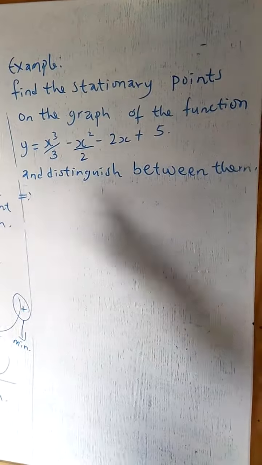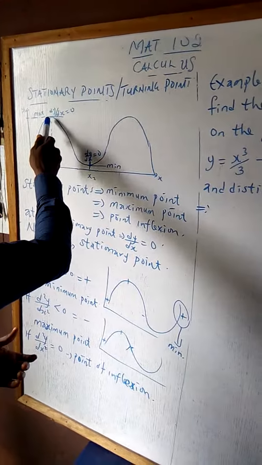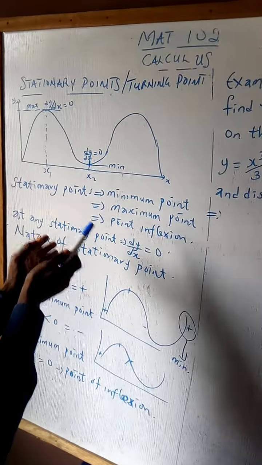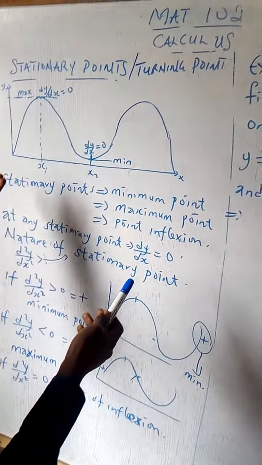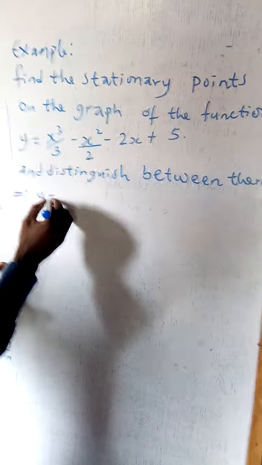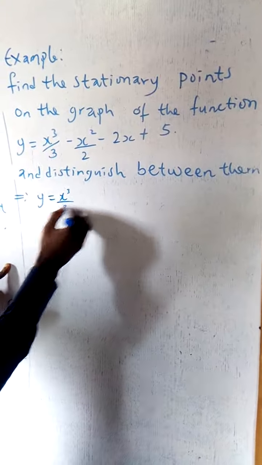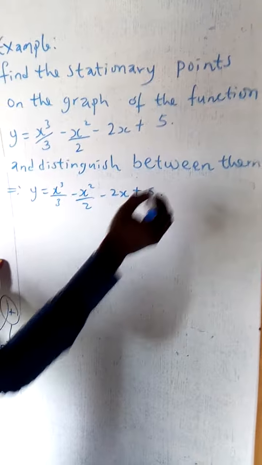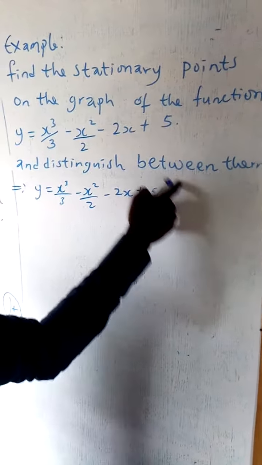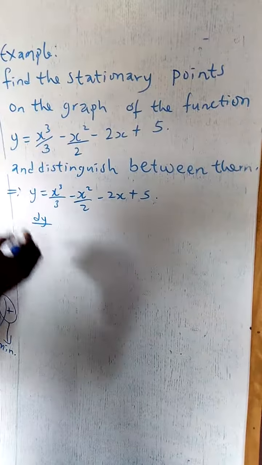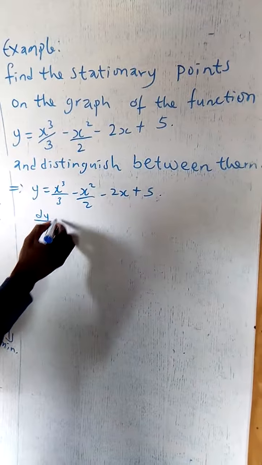We explained initially that stationary points are the points where the slope is equal to 0. That is, where the slope is static, because dy/ds represents the gradient or the slope. The first thing you have to know is that the function you are given is y = s³/3 − s²/2 − 2s + 5. We call it stationary because the slope is equal to 0. The slope is static.